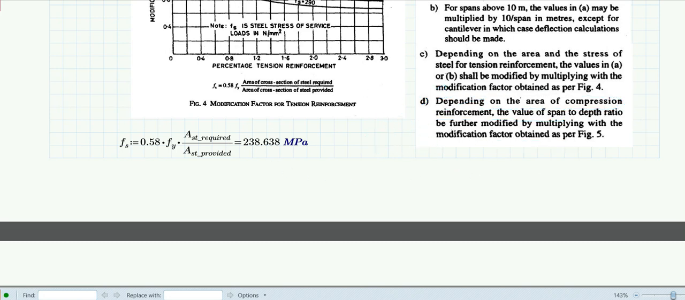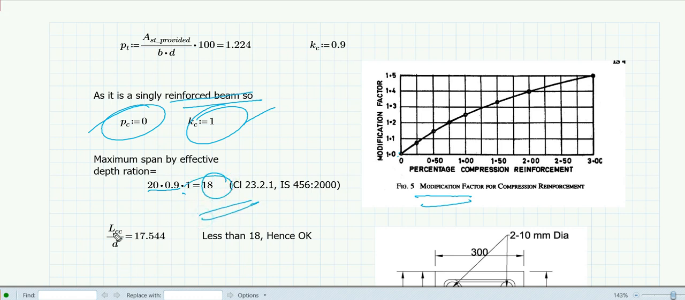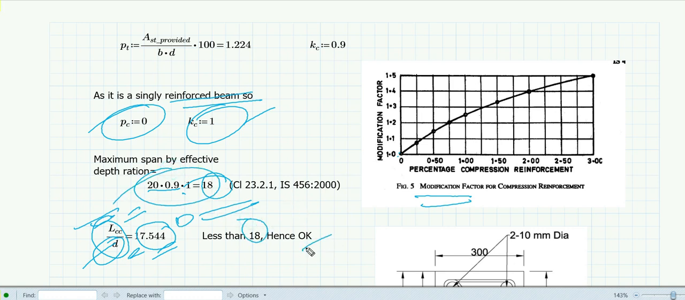Now, we have just found out the modification factor is 0.9. Though I have mentioned it here as a singly reinforced beam, compression steel is not there, so Kc is equal to 1. From figure 5, for 0% it is 1. So the span to effective depth ratio becomes 20 into 0.9 into 1, so it is 18. So the clear span by effective depth comes out to be 17.55, which is less than 18, the modified value. So it is okay.